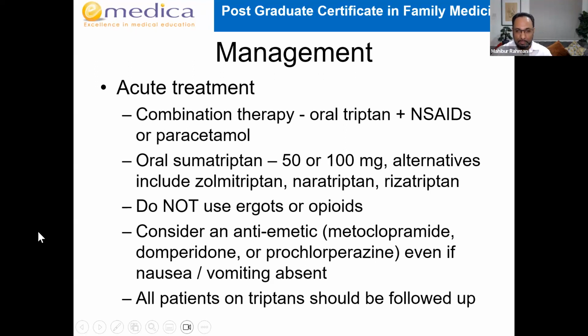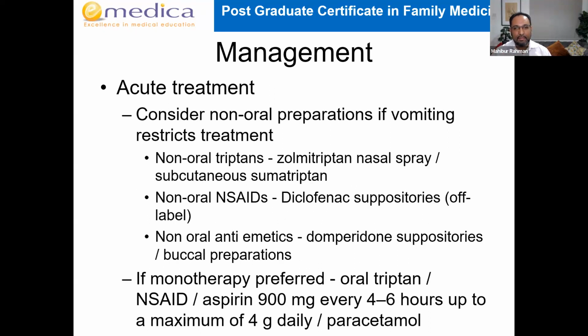And anyone that's on a triptan, if you see them and you think it's migraine and you give them this to try, you should arrange a follow-up to see how they got on with it. Okay. And then some patients, when they get migraine, because their vomiting is so severe, they can't take the oral triptans because they just vomit it up, and so it's not going to actually work.